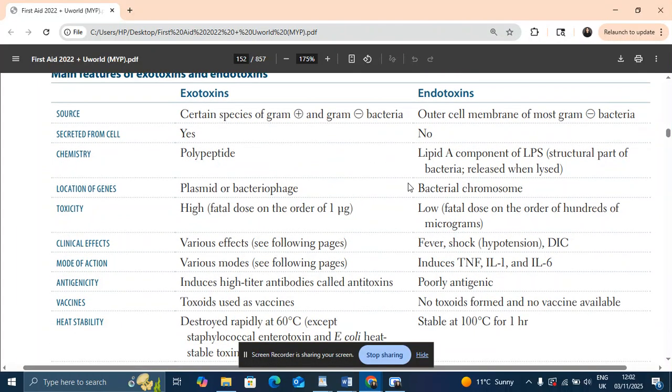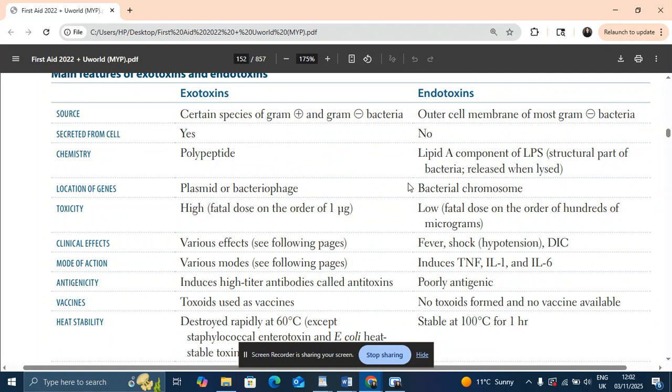Now, the location of genes of exotoxins is mostly in plasmid, which is an extra genetic material in the bacteria. And for endotoxins, it is the bacterial chromosome. Exotoxins are highly fatal. The toxicity is very high, while endotoxins are not very fatal.